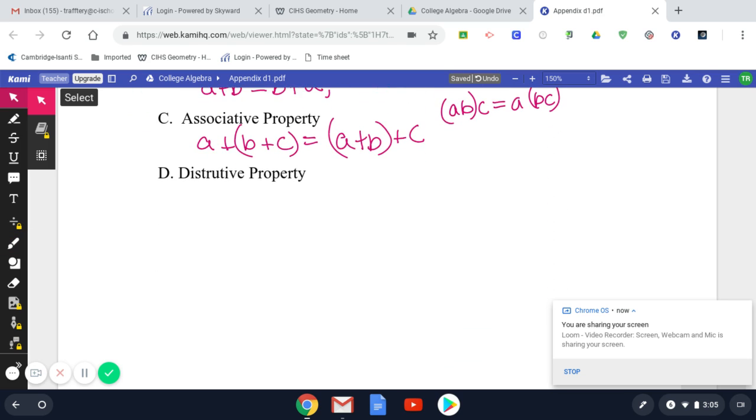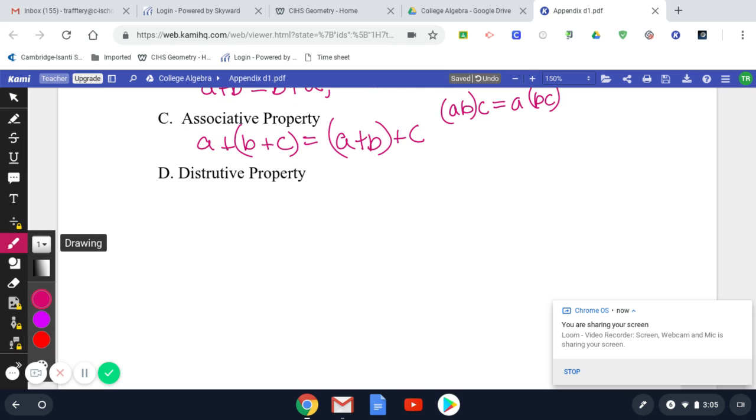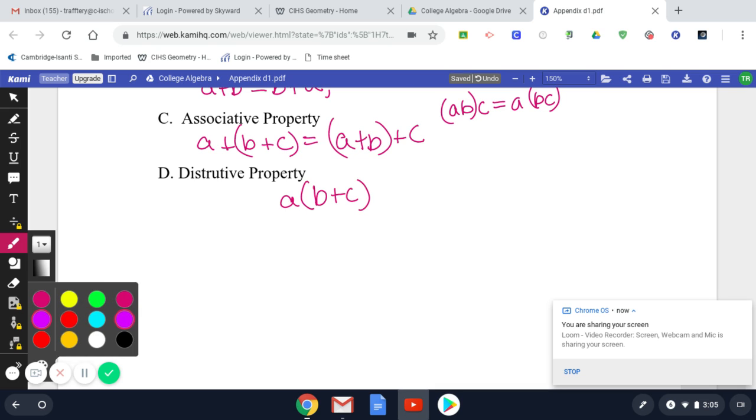The distributive property is if you have A times B plus C. Distributive property means that you can distribute the A into each part. So then that would give me AB plus AC. And of course, anything next to the parenthesis like that is implying multiplying.